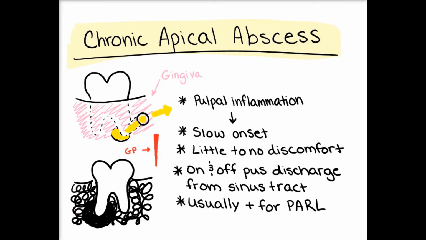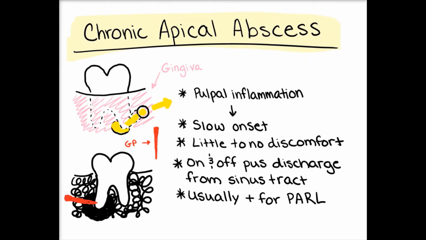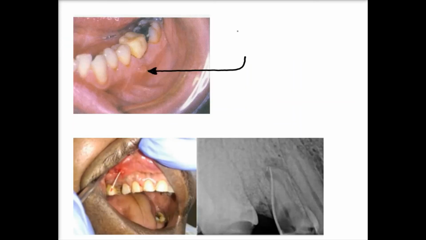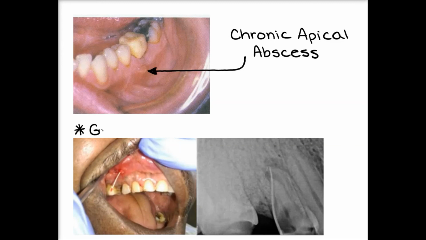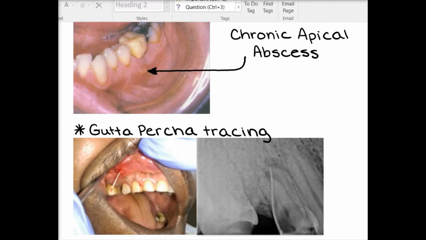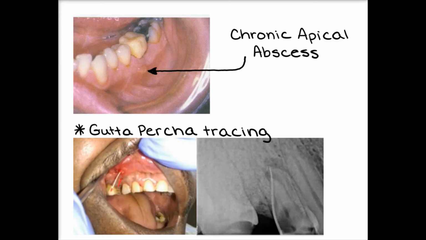Note that the sinus tract can be traced with a gutta percha so that the origin of the pus can be confirmed on radiograph. So here I've included a clinical photo of a chronic apical abscess's sinus tract. It's that little nodule right there under the first molar. Below, we can see how the origin of a sinus tract can be traced by threading gutta percha through the orifice until sufficient resistance is encountered. Then the practitioner takes a radiograph like the one on the right to confirm where the pus is coming from. So here we can see the point of the gutta percha.